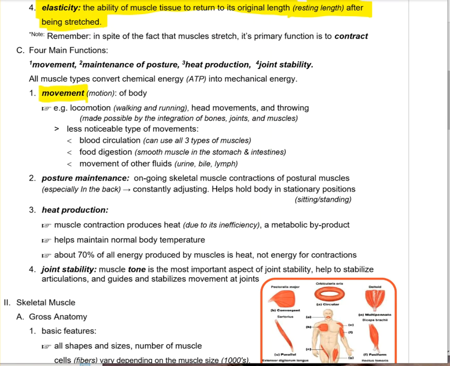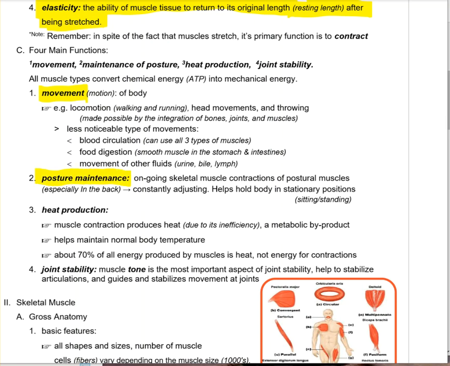We already know this. Walking, movement, bringing coffee or tea up to your mouth to drink, talking. And then there's less noticeable movements that we have, like blood circulation. These are internal ones: food digestion, movements of other fluids, and even movements like the muscles of my mouth right now to make noise and sound. So lots of different movement. Almost every movement in your body is due to muscles in some way.